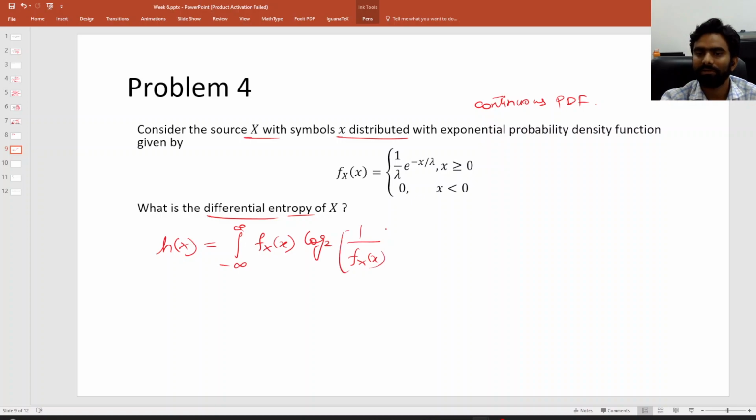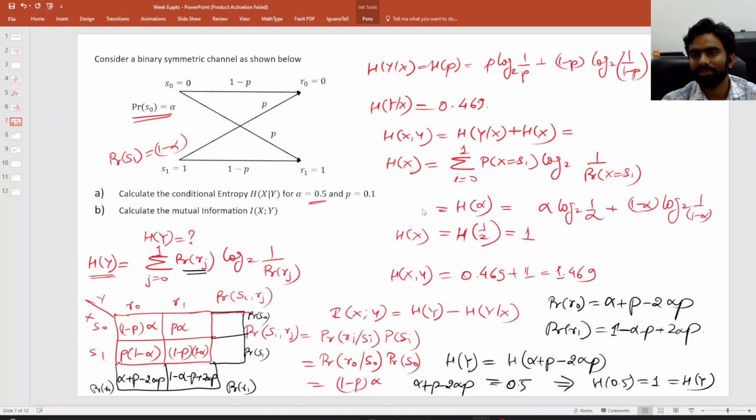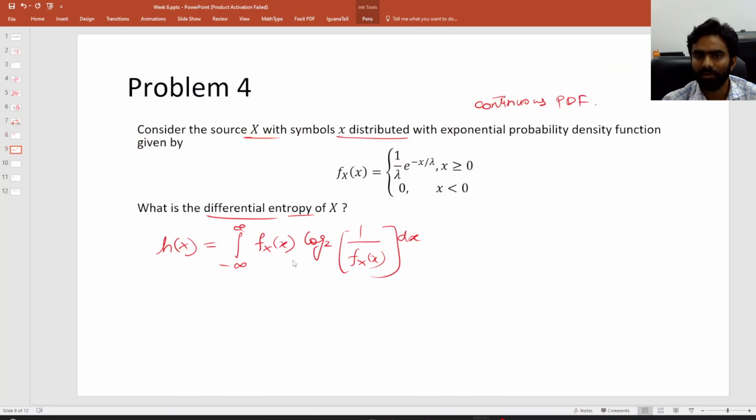So one difference is there. Previously it was summation. You all see the summation is there, probabilities are there. Now here integral is there and PDFs are there. The formula is one and the same.